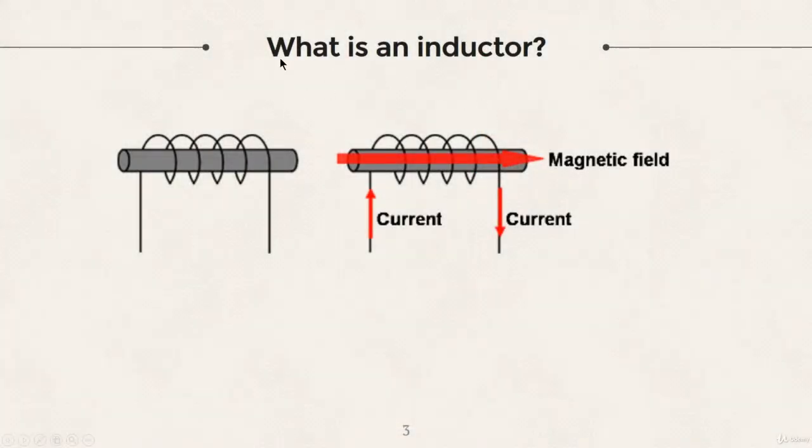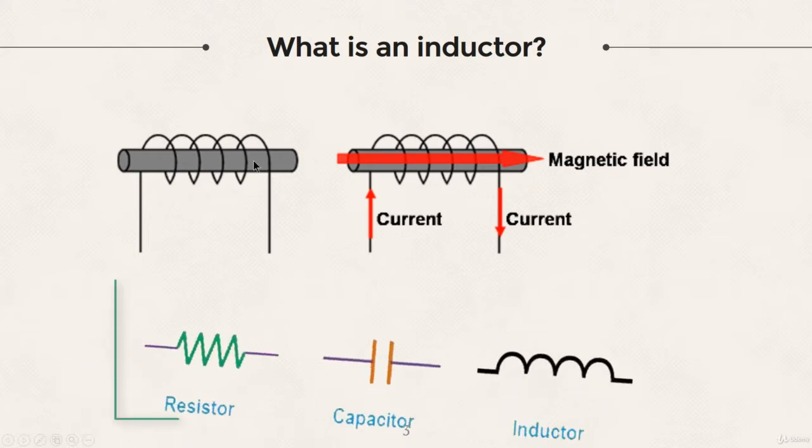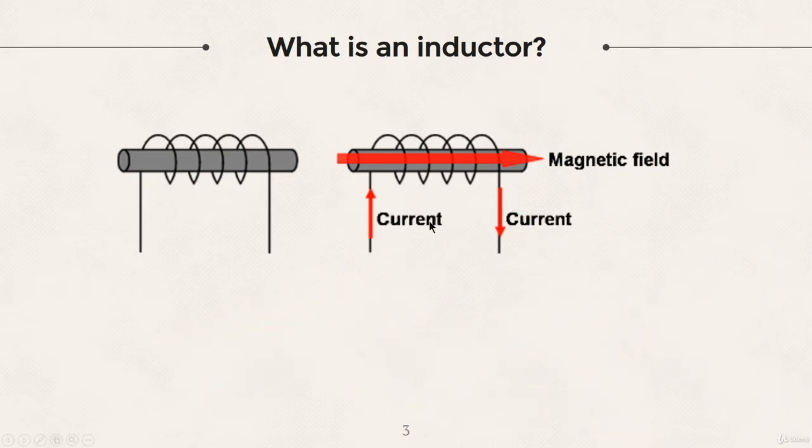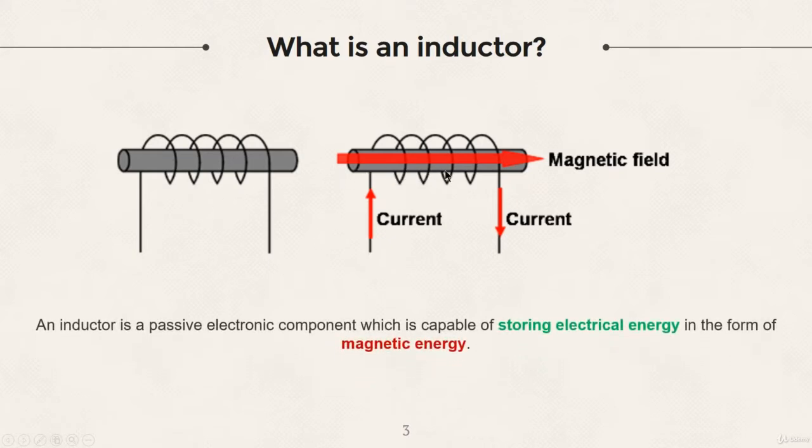The first question we should answer is, what is an inductor? Just like resistors have resistance, inductors have inductance. Inductance is a key parameter in electrical and electronic circuits. Like resistance and capacitance, it is a basic electrical measurement that affects all circuits to some degree. So an inductor is a passive electronic component which is capable of storing electrical energy in the form of magnetic energy. So basically, it uses a conductor that is wound into a coil, and when electricity flows into the coil from the left to the right, this will generate a magnetic field in the clockwise direction.